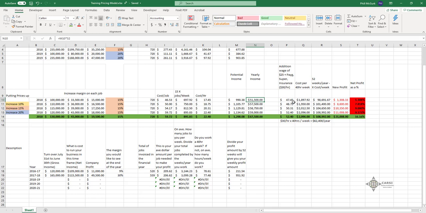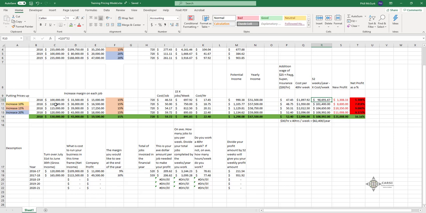$47.45 per hour is what it costs the business. Multiply that over a week of 40 hours in the week. Multiply that over 52 weeks of the year, because you're still going to pay wages for holiday pay, you're still going to pay all your phones, so none of that stops. So 52 weeks of the year comes to $98,691.67 cost potential for the year.